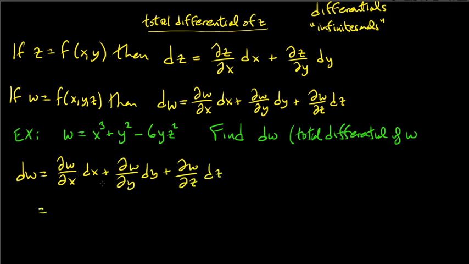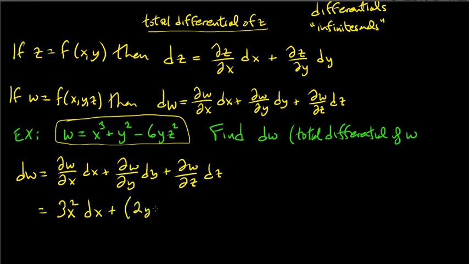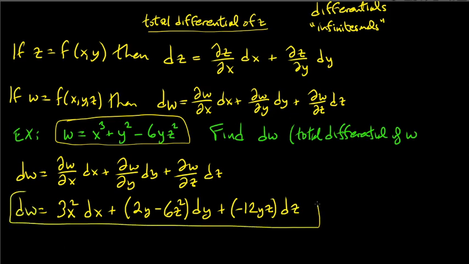Right. So what is the partial of w with respect to x? It's just 3x squared, times dx, plus now the y partial. So you're going to get 2y, but you're also going to get minus 6z squared, all times dy. And then the z partial. So you have 0 plus 0 minus 12yz, so negative 12yz times dz. Right, so that's dw. And you just leave it like that.